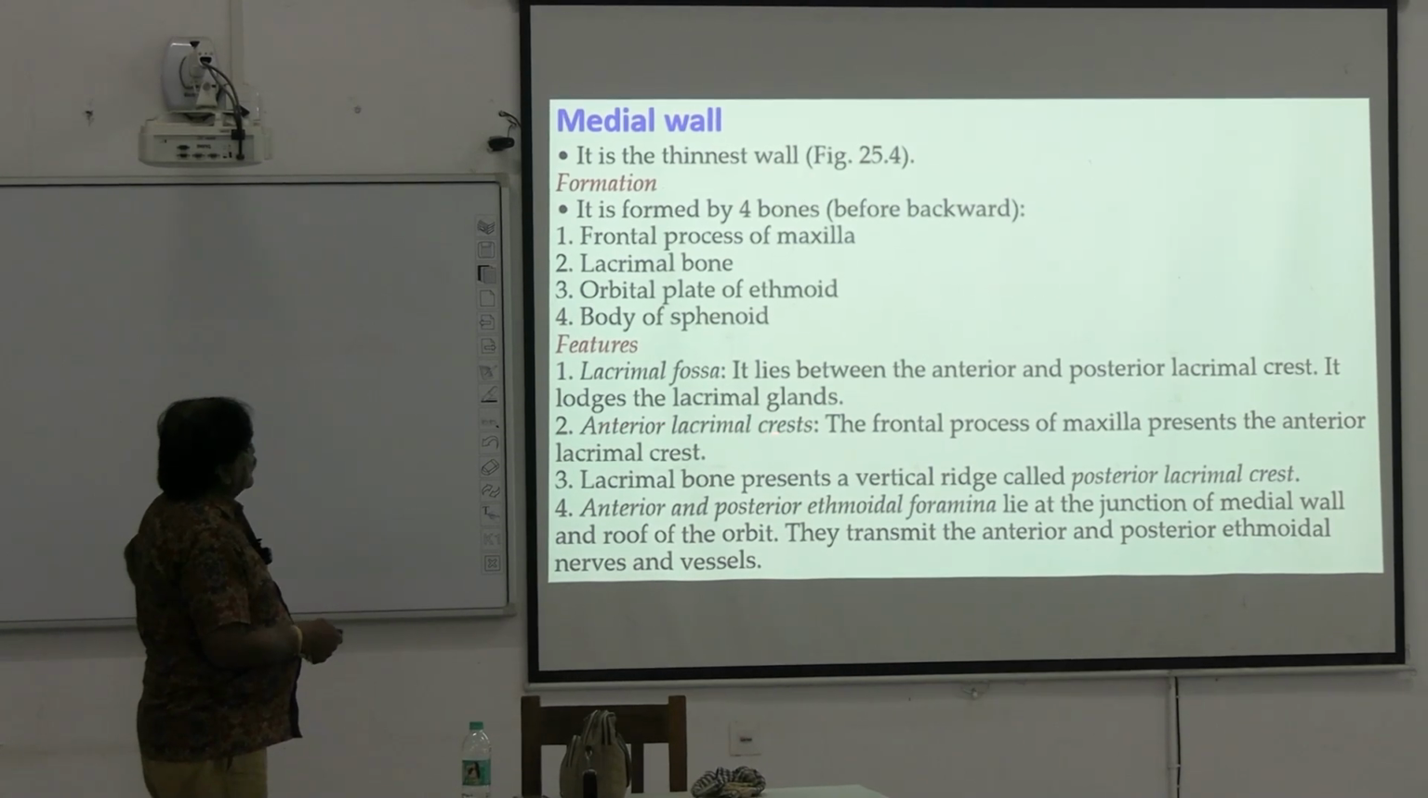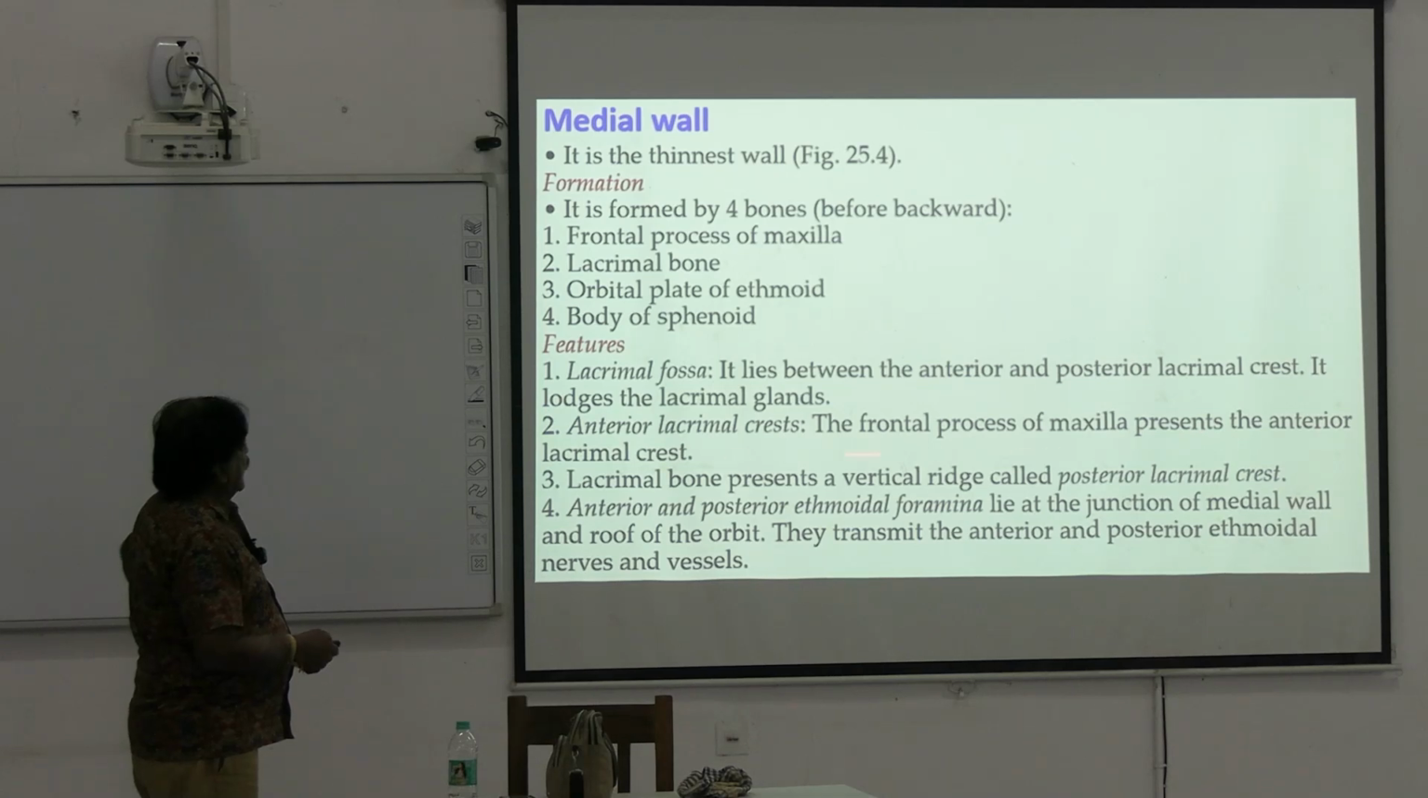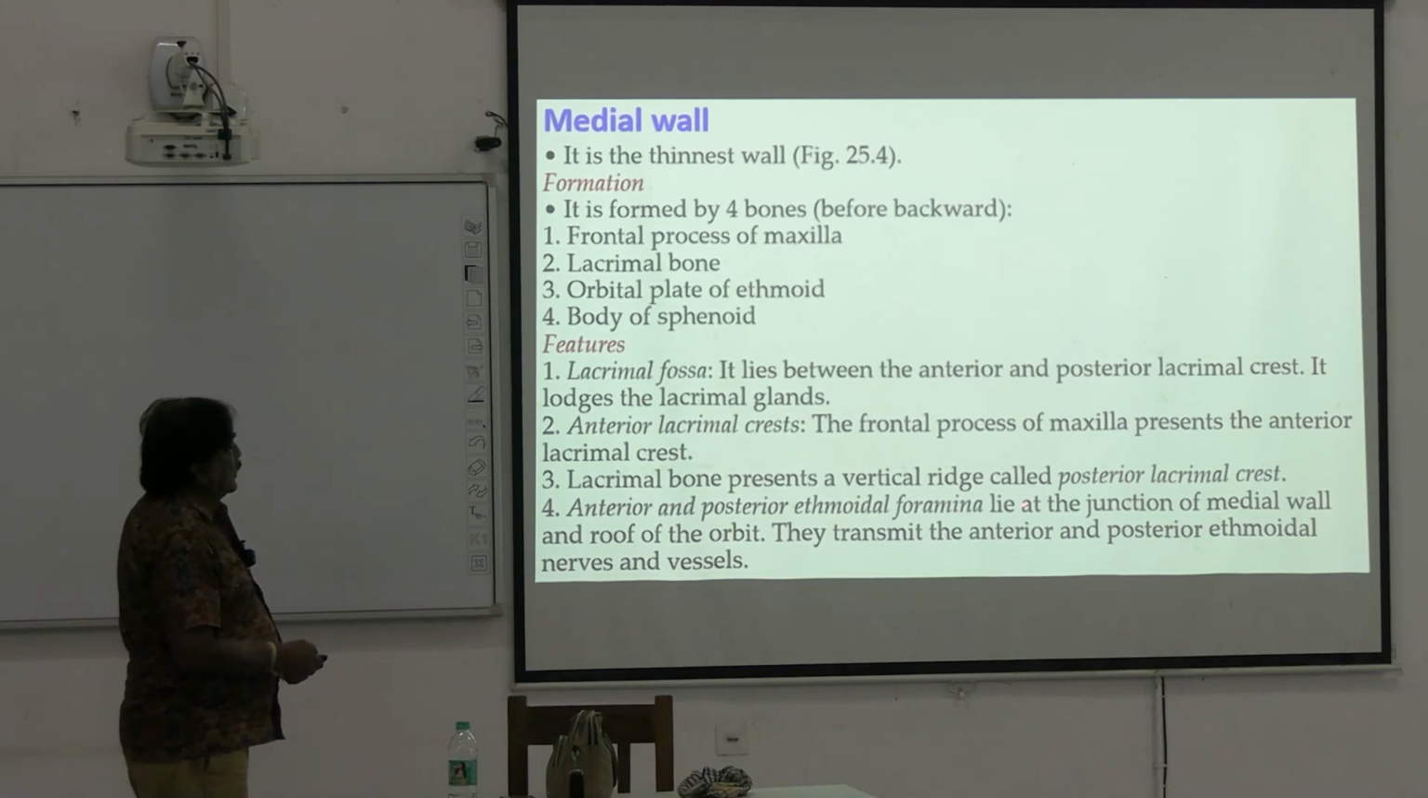And the anterior lacrimal crest: the frontal process of the maxilla presents the anterior lacrimal crest. Now, the lacrimal bone presents the vertical ridge called the posterior lacrimal crest. The anterior and posterior ethmoidal foramina lie at the junction of the medial wall and roof of the orbit. They transmit the anterior and posterior ethmoidal nerves and vessels.